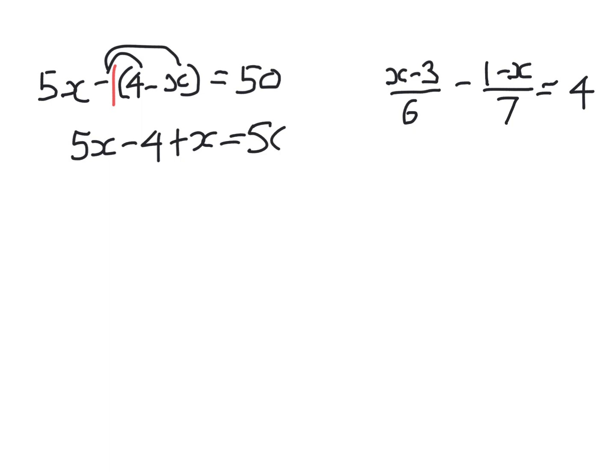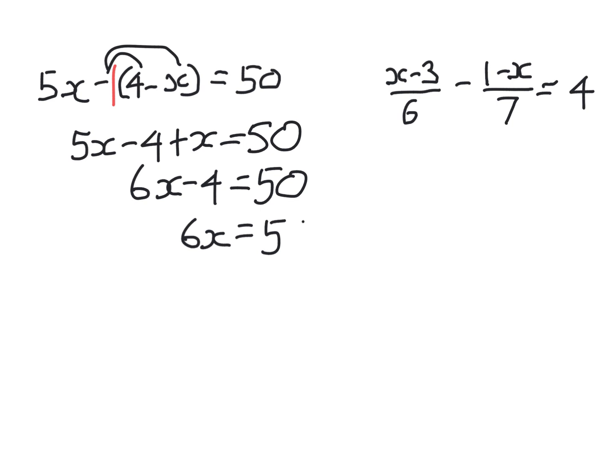So now we can collect like terms. 5x plus x is 6x. You can't add or subtract 6x and 4. They're not like terms. So now we have an easy equation to solve. We simply add 4 to both sides and then divide each side by 6. Once again, once we've got x to only one spot, we just undo what's been done to it in the opposite order to BIDMAS.